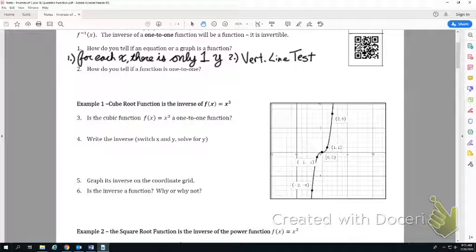So on this next one, how do you tell if a function is a one-to-one? So this is something that's a little bit different than just identifying if it's a function. And the rules are kind of similar. Okay, for example, the first rule of this, I can copy that right there. For each x, there is only one y. But after that, for each y, there is only one x.